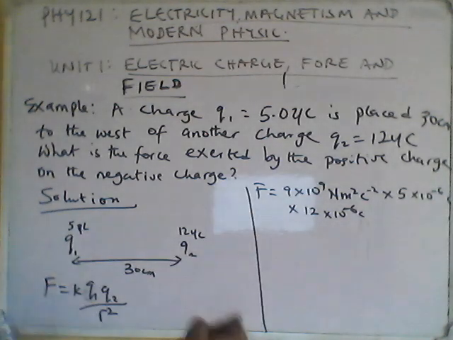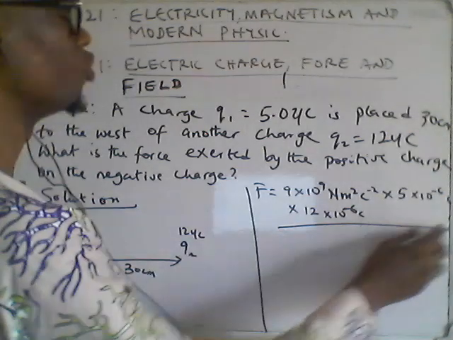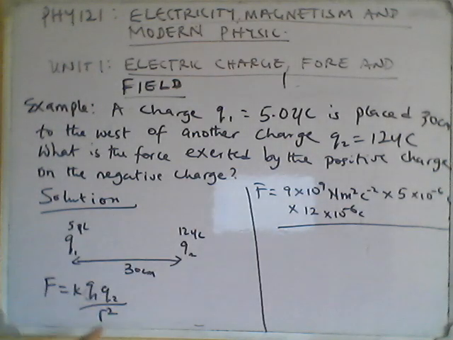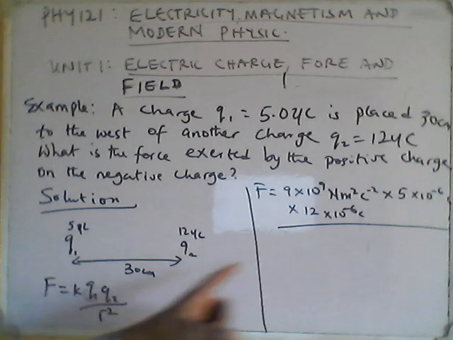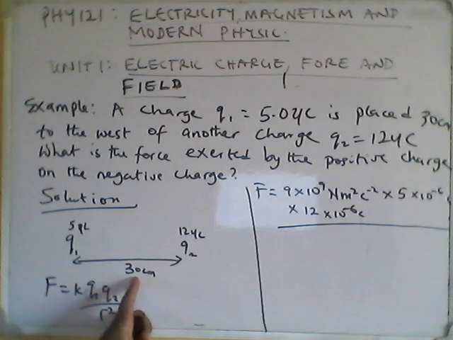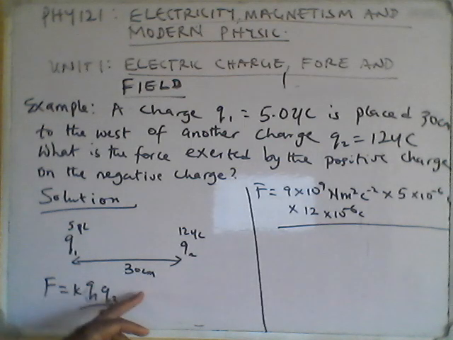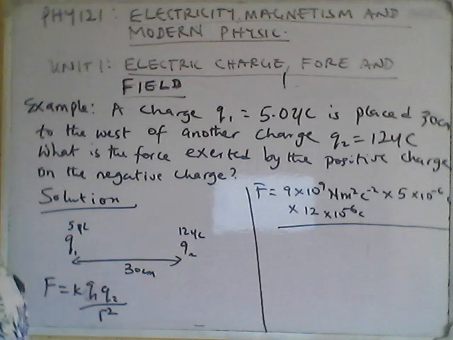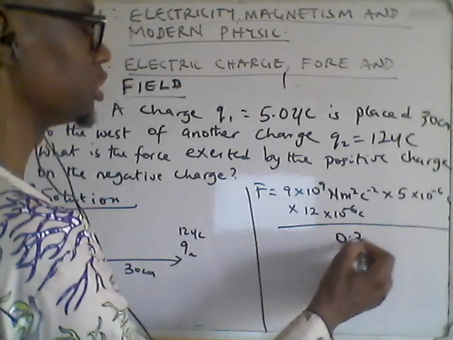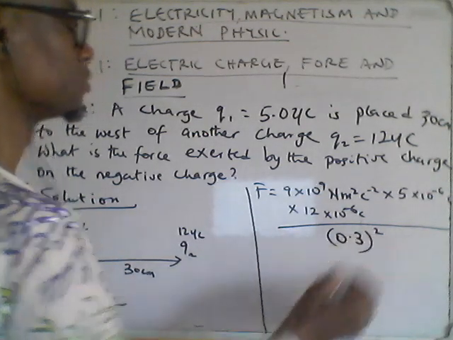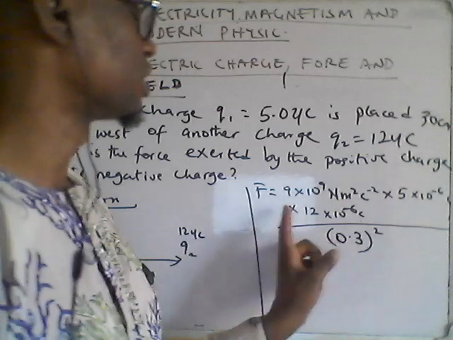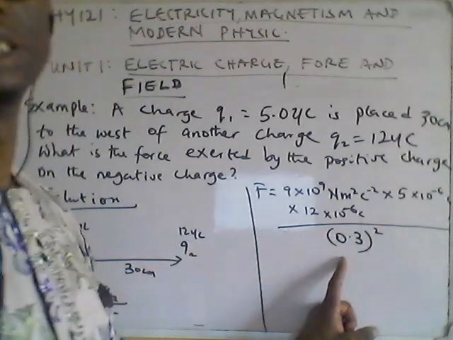So all this one, all over, the separation distance is 30 cm. But because we are dealing with SI units, we convert it to meters. We know that 100 centimeters make 1 meter. So by the time you divide 30 cm by 100, you will get 0.3 meters, all squared. So I have the numerator on the top, and this is the denominator.